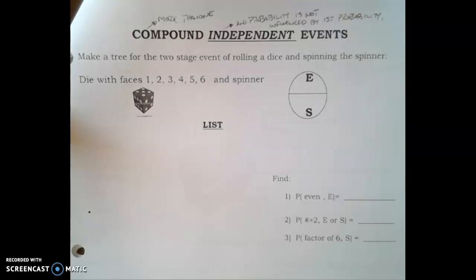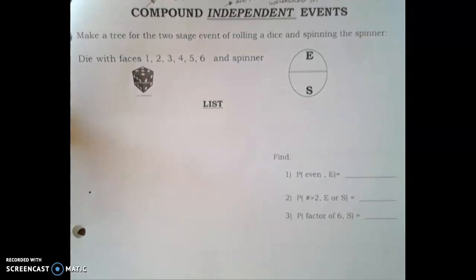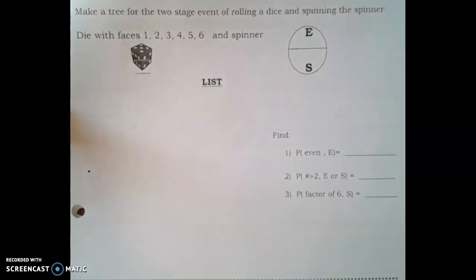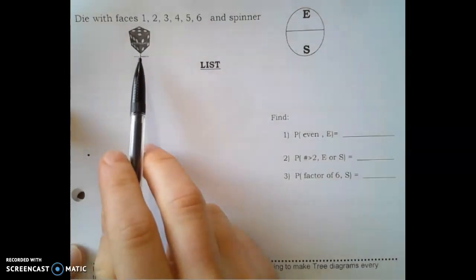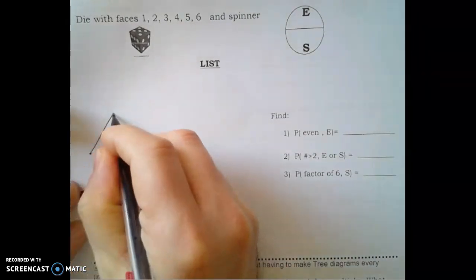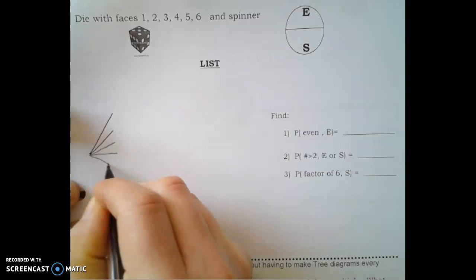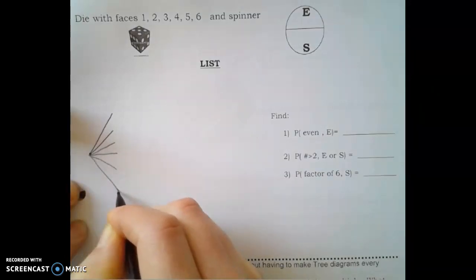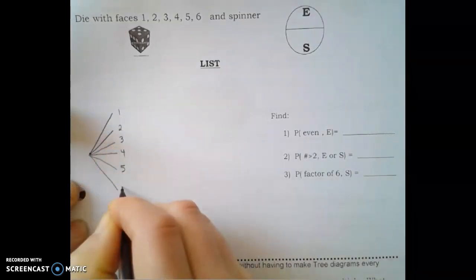It says to make a tree diagram for the two-stage event of rolling a die and spinning the spinner. Okay, so we see our die labeled 1 through 6, and we have our spinner labeled with sections E and S. And we're going to start by making a tree diagram for this. The first thing that we're going to do is roll the die. Since the die has 6 sides, I'm going to start my tree with 6 branches. So let's go ahead and draw 6 branches, and we're going to label them with the numbers 1 through 6.